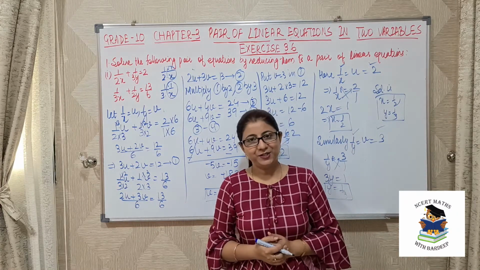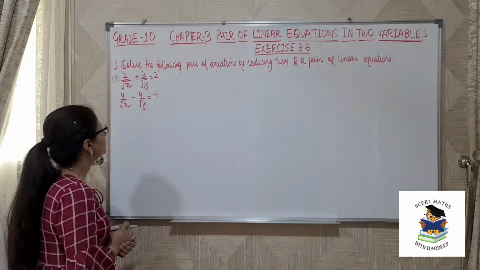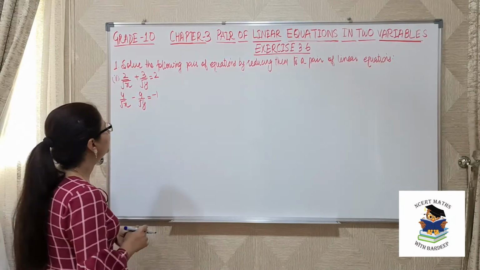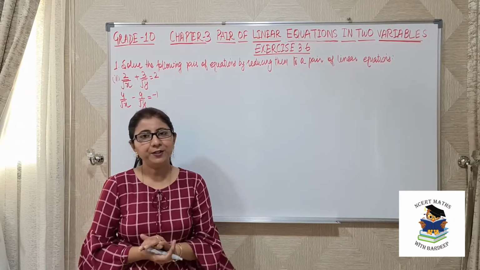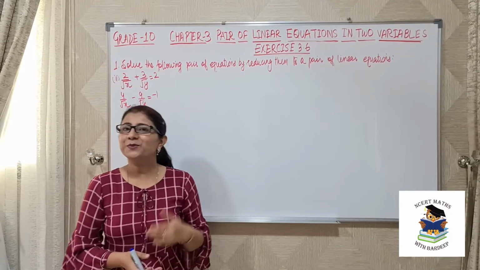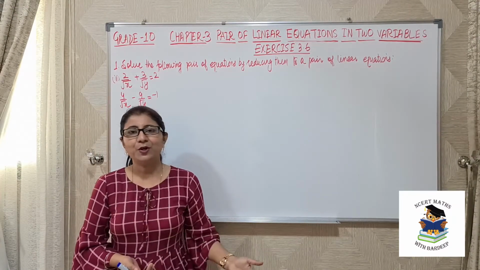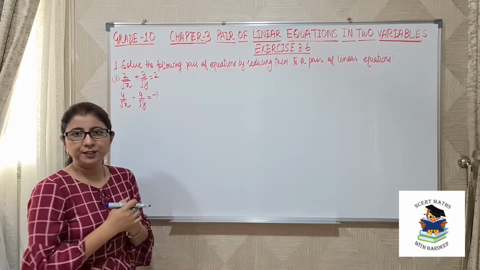Now let's see the next part. So our second part is 2 by root x plus 3 by root y equals 2. So again the power of x is 1 by 2 in the denominator. If we shift this to the numerator, it becomes minus 1 by 2. So this is not a linear equation. So first we will reduce them to linear form.